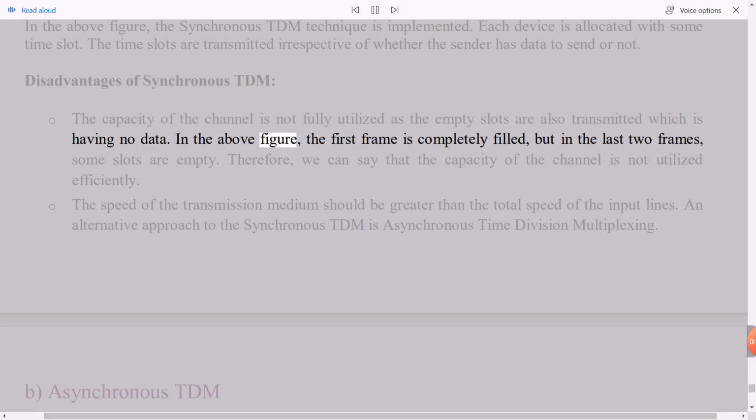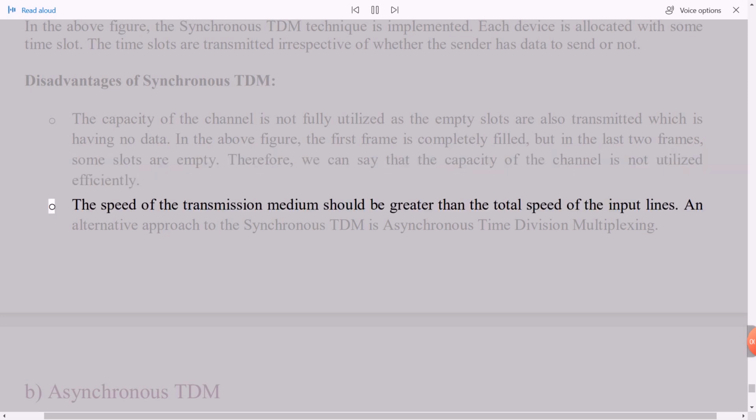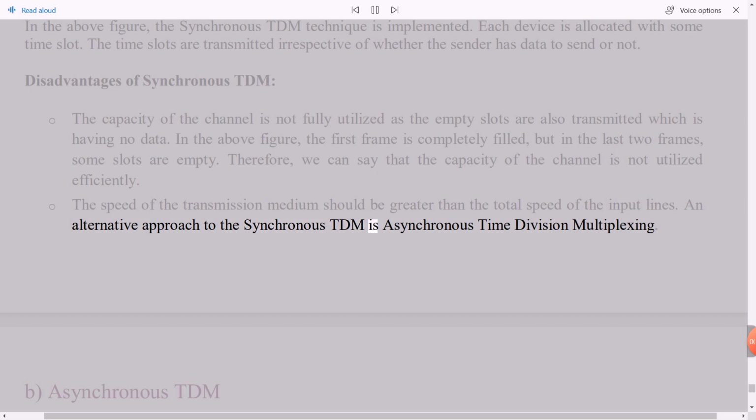In the above figure, the first frame is completely filled, but in the last two frames, some slots are empty. Therefore, we can say that the capacity of the channel is not utilized efficiently. The speed of the transmission medium should be greater than the total speed of the input lines. An alternative approach to the synchronous TDM is asynchronous time division multiplexing.